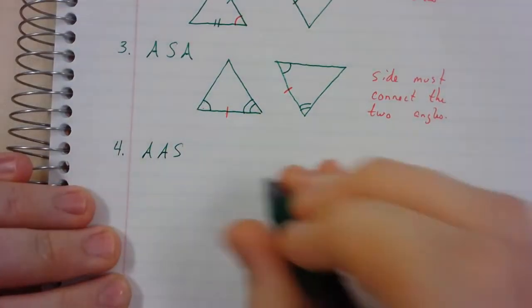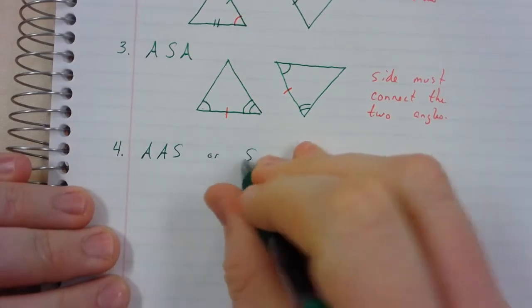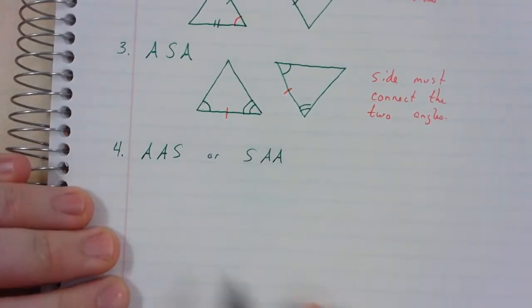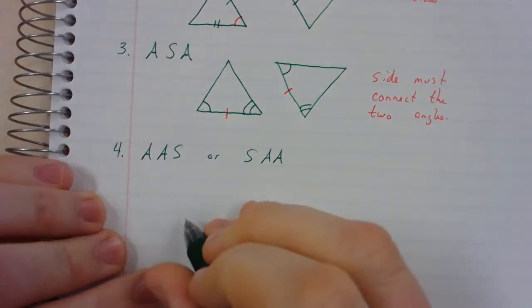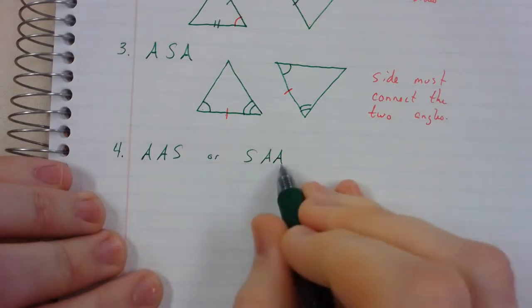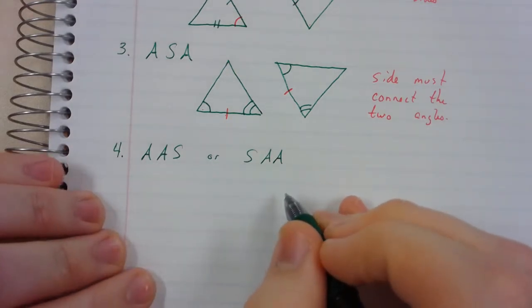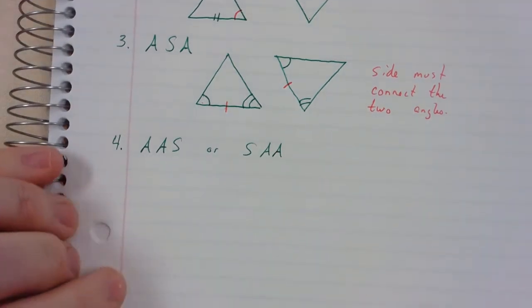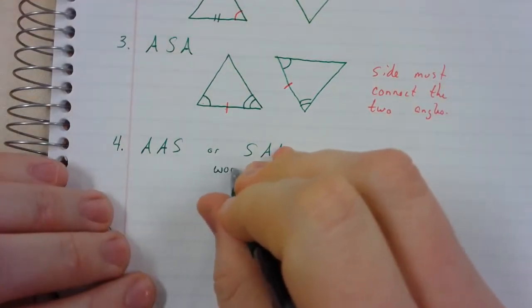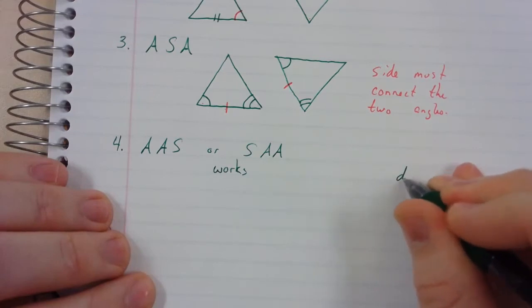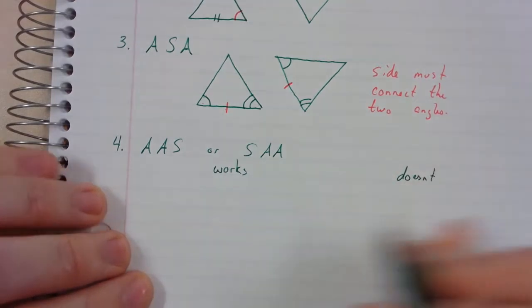And by the way, you can also do this one backwards. You could also call it side, angle, angle. It's the same thing, forwards and backwards. It's okay. All right? Angle, angle, side or side, angle, angle, I accept both of those as answers. They're both fine. Okay? Now here's where you have to be careful. I'm going to show you where it works and where it doesn't. So we're going to have two examples here, one that works, one that doesn't.